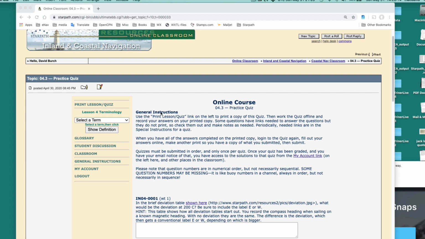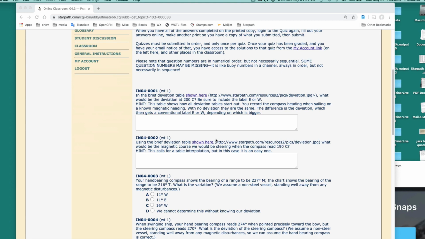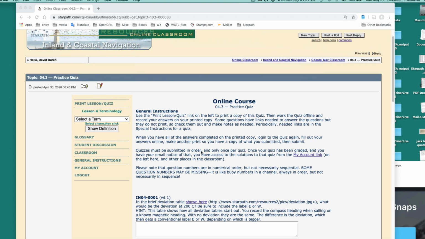So the first thing with any of the quizzes, you want to read through the special instructions and general instructions. What we want you to do is, when you put all your answers in, come back and print a copy of it so you have a record of what you submitted with your answers on it. Not just your worksheet that showed what you transcribed onto this page, but where you actually put in your answers here. Then print it.